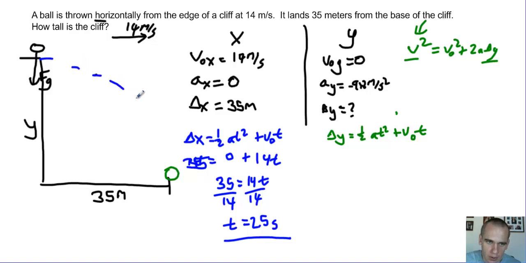Now, since it had the same amount of time to move horizontally as it did vertically, since the ball actually followed this path, it had the same time here as over in the y direction. So I can actually use this time over here. It's the one commonality between the x and y motions. So time is 2.5 seconds.